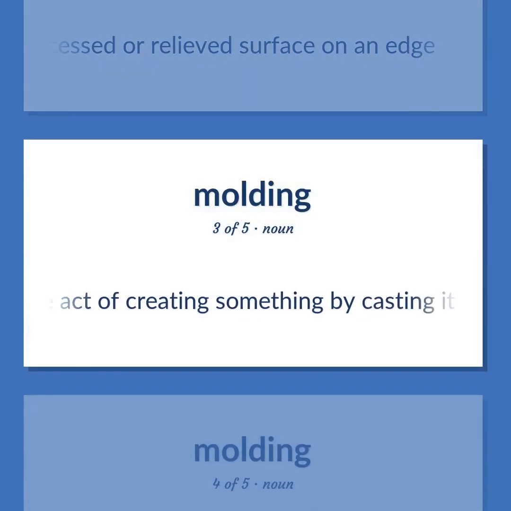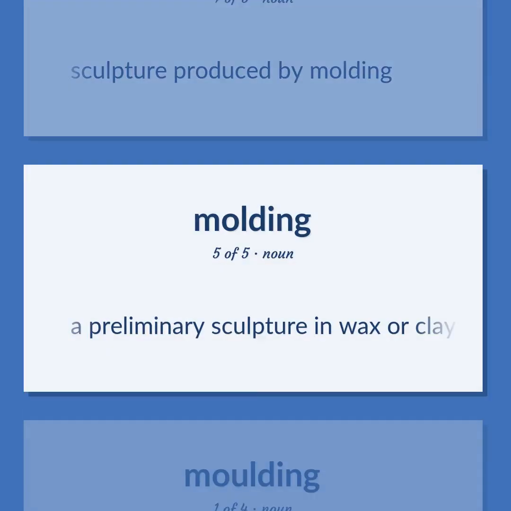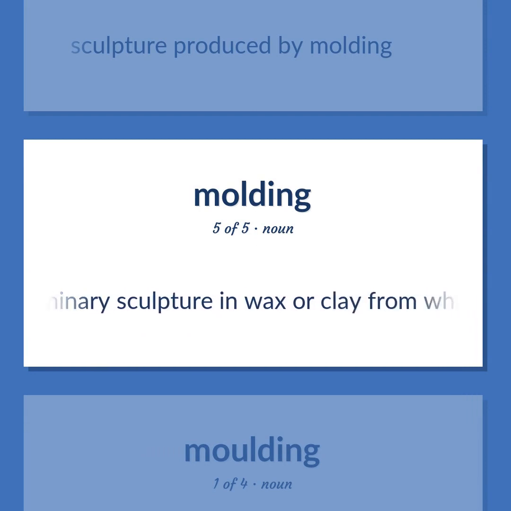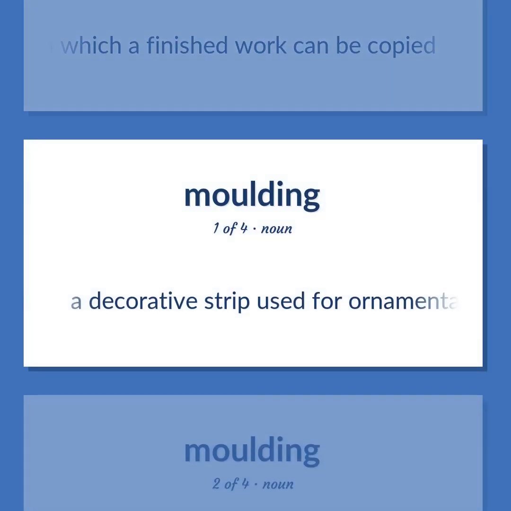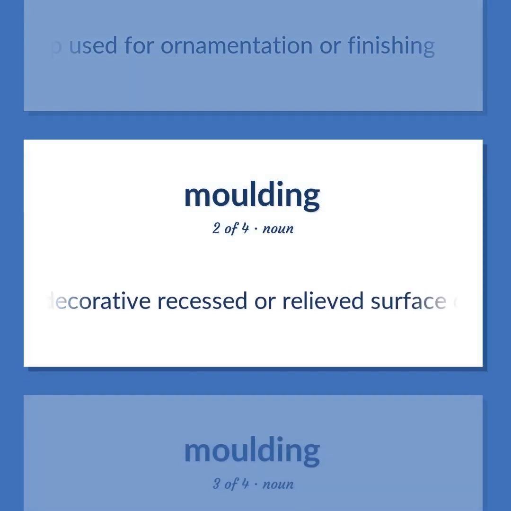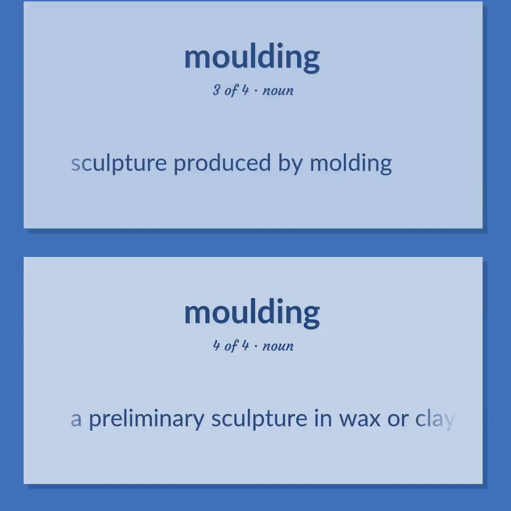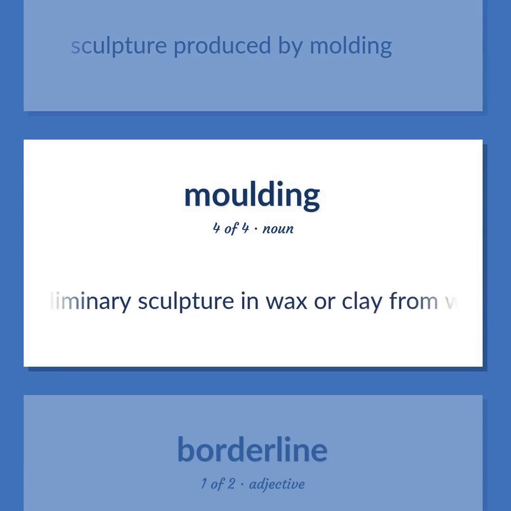The act of creating something by casting it in a mold. Sculpture produced by molding. A preliminary sculpture in wax or clay from which a finished work can be copied. A decorative strip used for ornamentation or finishing. A decorative recessed or relieved surface on an edge. Sculpture produced by molding. A preliminary sculpture in wax or clay from which a finished work can be copied.